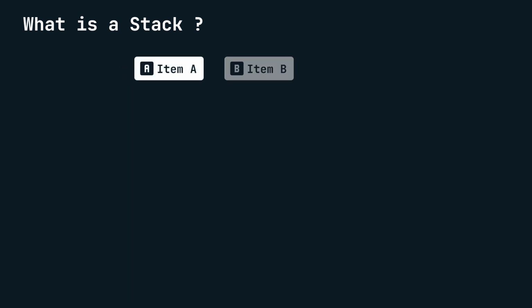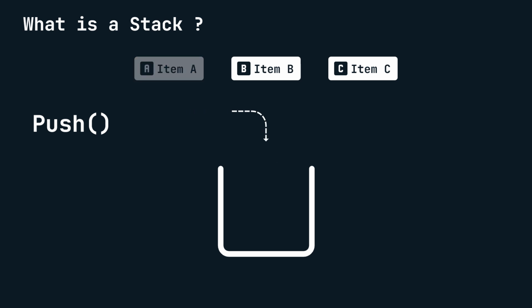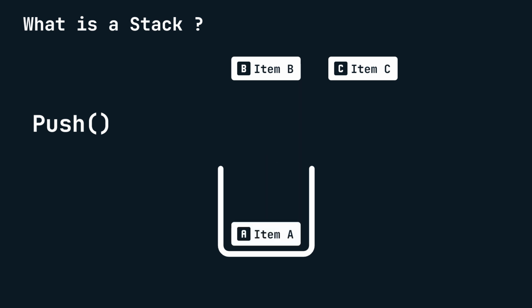Let's take an example of the stack data structure with a list of 3 items, item A, B, and C. The first basic operation of the stack data structure is the push operation. This operation adds an item to the top of the stack. So let's perform a push operation by pushing the item A onto our stack. As seen here, item A is added onto the stack.